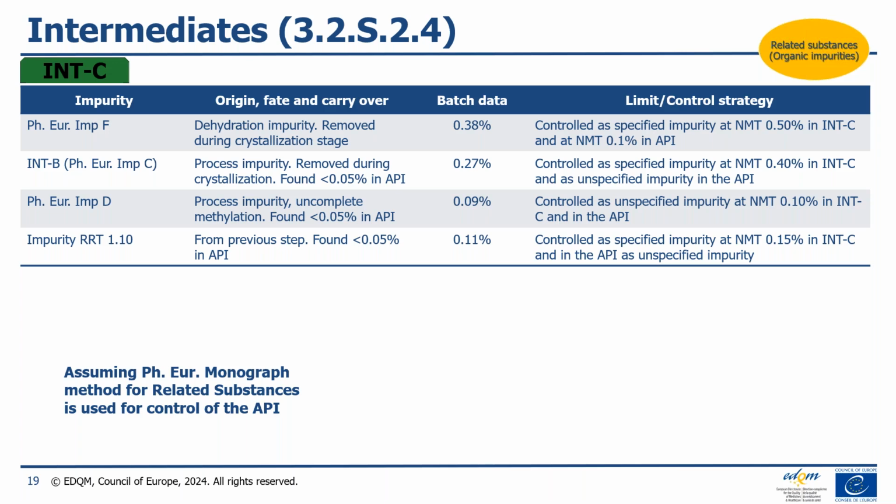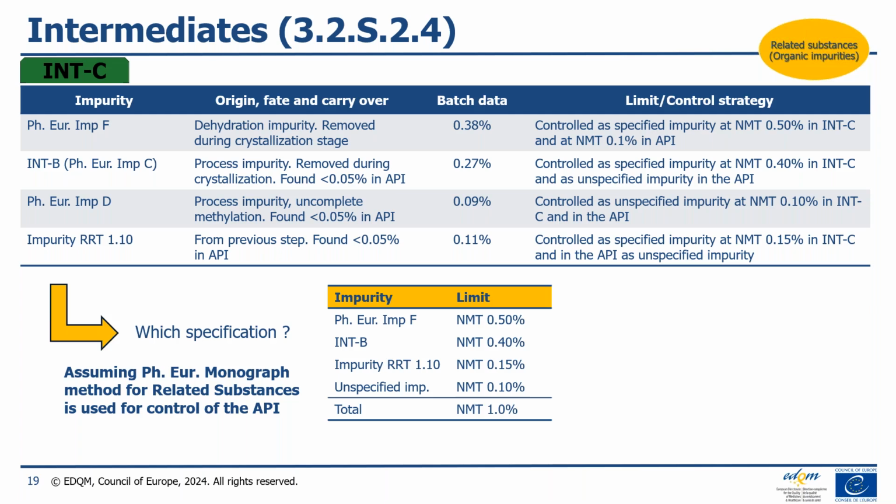The same for impurity D, which can be controlled as an unspecified impurity. And for impurity RT 1.10, which is generated from previous step, it is found below 0.05% in the API, and a control as specified impurity at not more than 0.15% in intermediate C is acceptable.